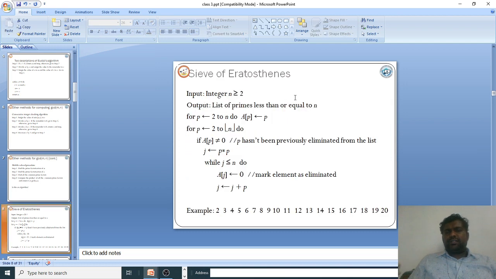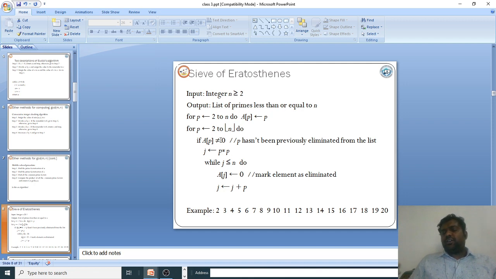Next, this is nothing but the sieve of Eratosthenes. Here you need to find all the prime numbers from 2 to 20. That is, given the value of n as 20, and the starting value is 2. So you need to find all the prime numbers from 2 to 20. Now for p from 2 to n, what are you going to do? A of p, you're going to make it p. Next, for p from 2 to n, do: if A of p is not equal to 0, that is, if p hasn't been previously eliminated from the list, you're going to set j equals p star p.